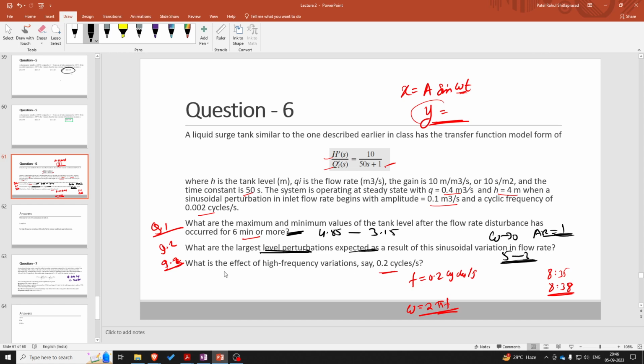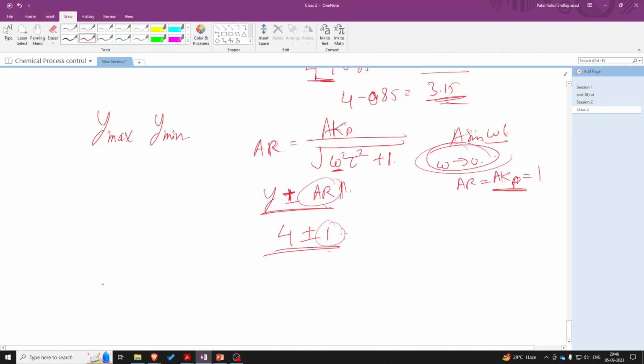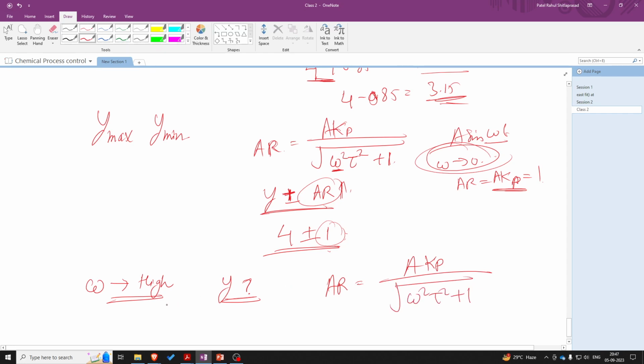And ultimately we have been asked, what is the effect of high frequency variations? Let's say 0.2 cycles per second. That is basically, if omega is very high, then what is the effect on the response? So again, in this equation of amplitude ratio, A Kp upon under root of omega square tau square plus 1, we can keep the value of omega as a very high value. So if this is very high, then the denominator will become more or less infinity. So 1 upon infinity will become 0.